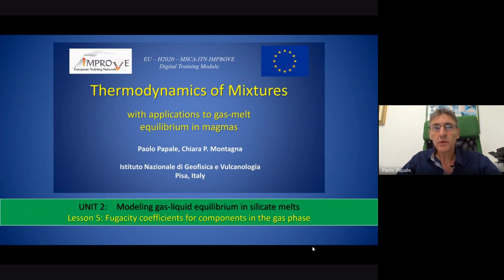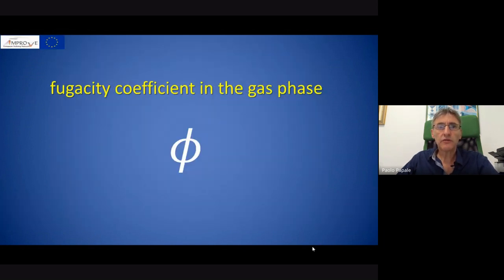The next step will be that of solving the equilibrium equations. To do that, we need to express each one of the quantities that appear in those equations, and that we have seen to be the fugacity coefficient for each volatile component in the gas phase, and the reference fugacity and activity coefficient for each volatile component dissolved in the liquid phase. Let's see how to find such expressions, and let's start with the fugacity coefficient, which is the subject of this lesson.